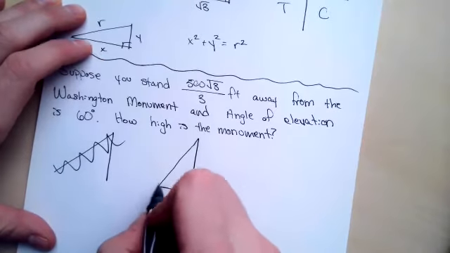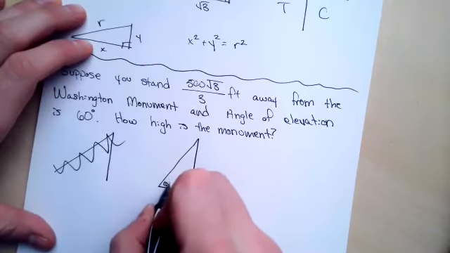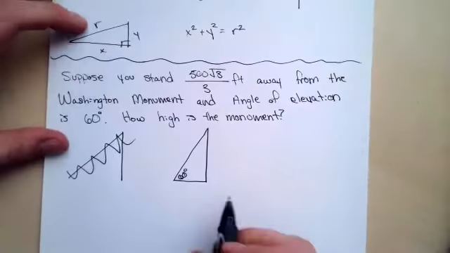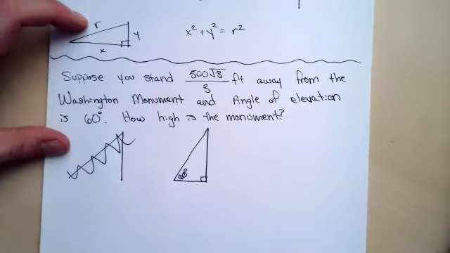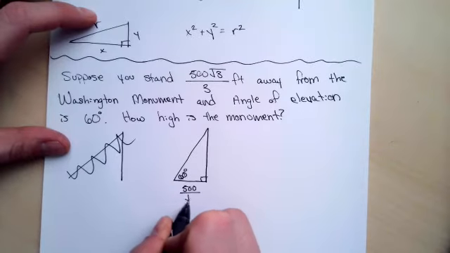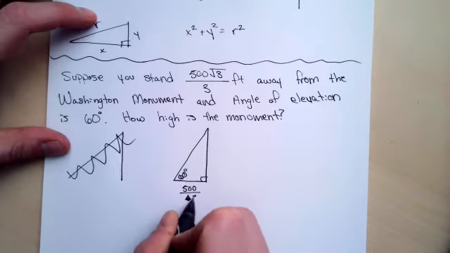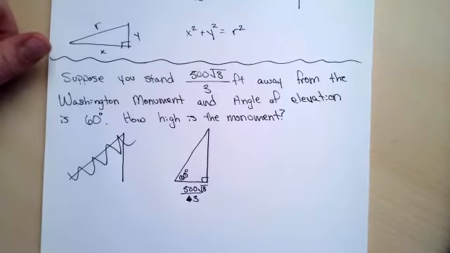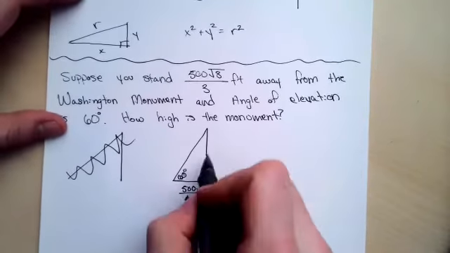So we're given one angle. The angle of elevation is the angle that is made with the horizontal. So we had a 60-degree elevation, and we are given that our distance away is 500 square root of 3 divided by 3. What do we want to find? We want to find the height.